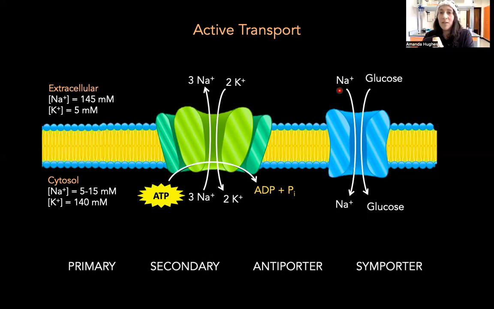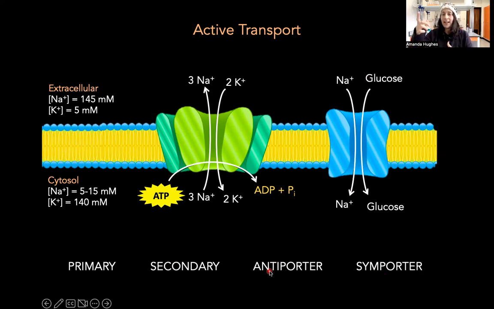So you're going to move two things at once. One's going to move with the concentration gradient, and that's the ion that's going to help drive and create the energy to move something against its concentration gradient, which in this case might be glucose. Okay, a couple other buzzwords we can see here: there's an antiporter and a symporter.